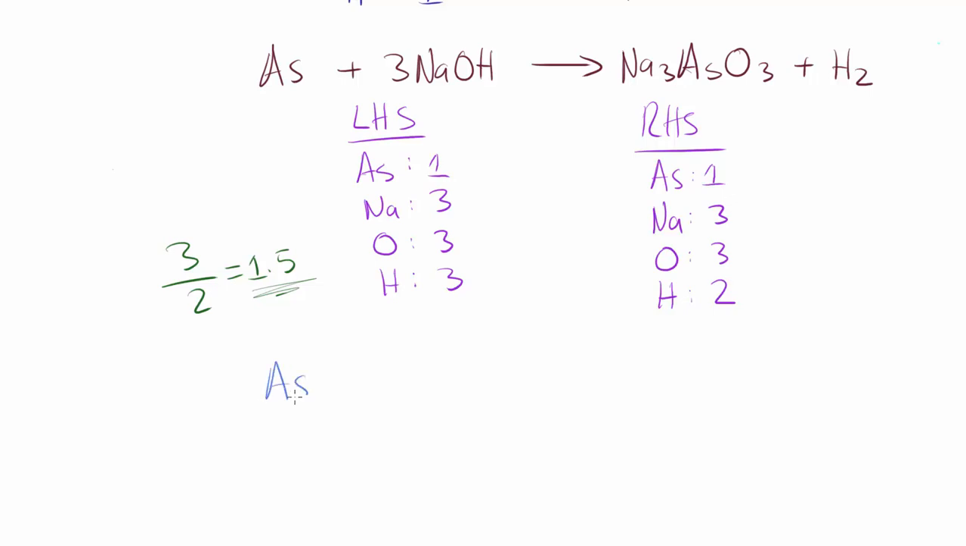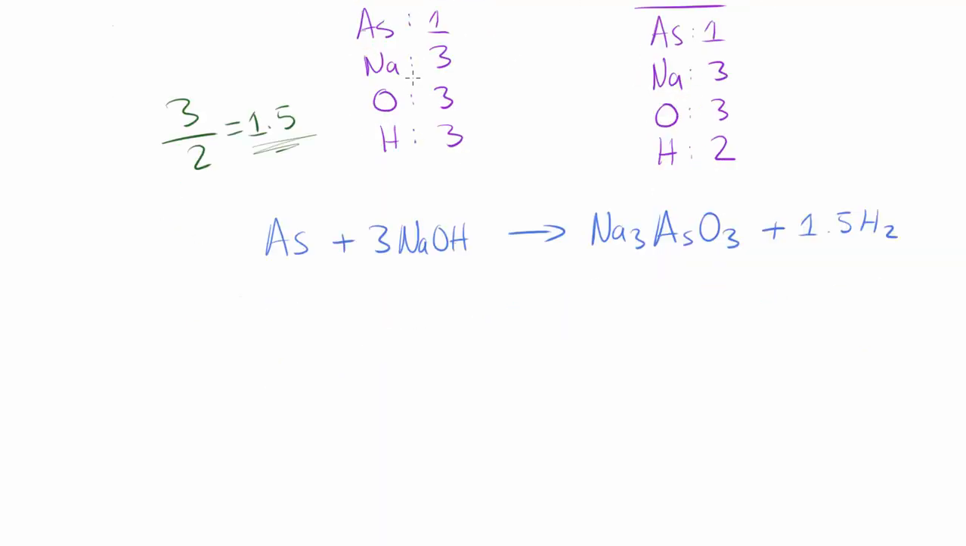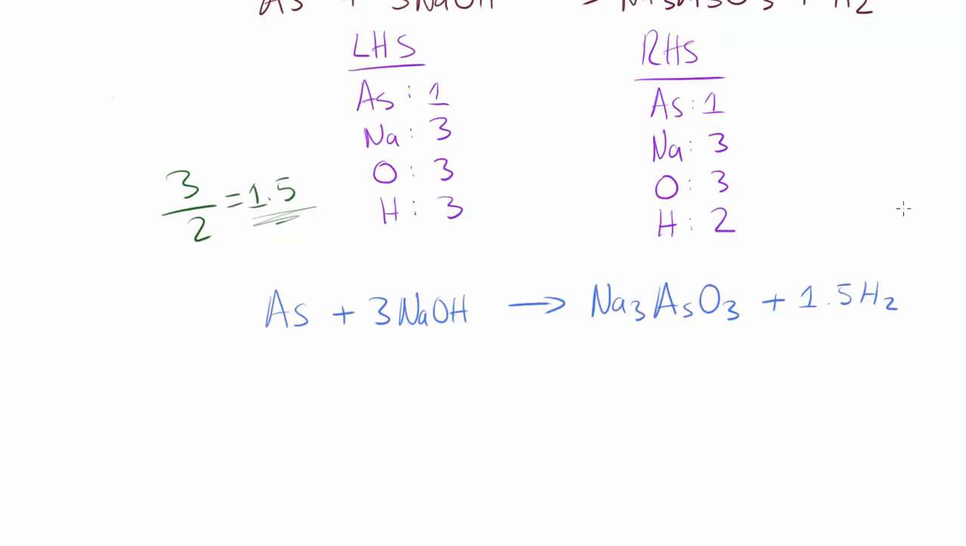So if I add that coefficient in front of the molecular hydrogen, let's see what we get. We're going to do As plus 3 NaOH produces Na₃AsO₃ plus 1.5 H2. Okay, so as you can see, we've not actually modified anything on the left hand side in this particular iteration, so we can just copy this and say that is going to be the outcome on the left hand side, right?